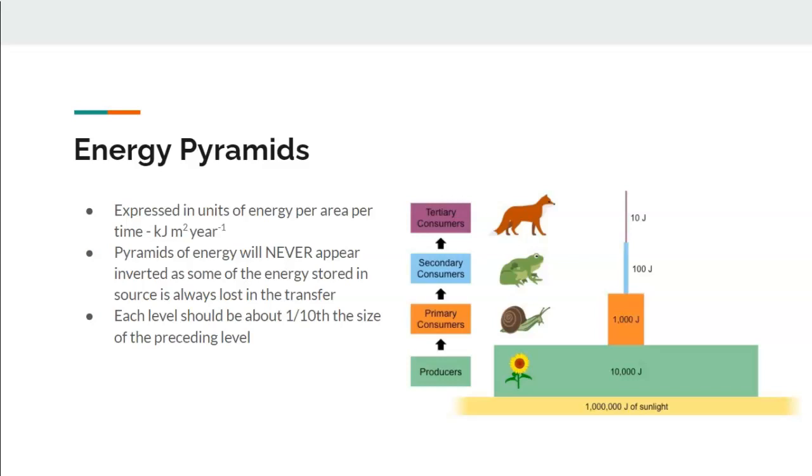And again, each level should be about 1/10 of the size because you only get 10% of the energy from the previous level. I will say that IB is super strict about this. If you are going to draw an energy pyramid in one of your answers, if it is not drawn to scale, aka each level is 1/10 of the size of the preceding level, you will be marked wrong. So something to think about.